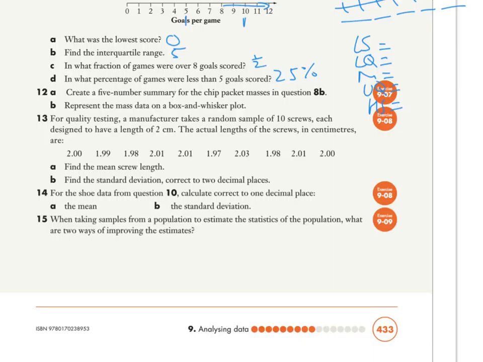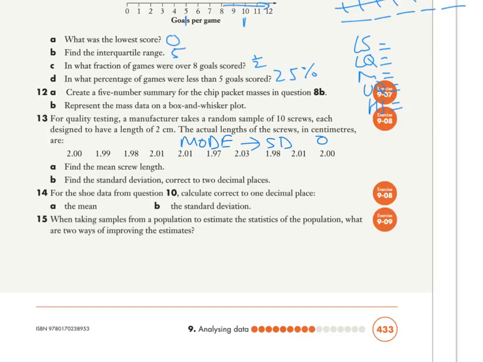Okay, for the quality test, they take a random sample of 10 screws. Each is designed to have a length of 2 centimeters. The actual lengths of the screws in centimeters are given. So, find the mean. Normally you could just add them up, but because part B says find the standard deviation, you might as well use your calculator. So we need mode on your calculator, SD, and the 0, because we're only doing univariate data. Okay, just one set of data, not linear.